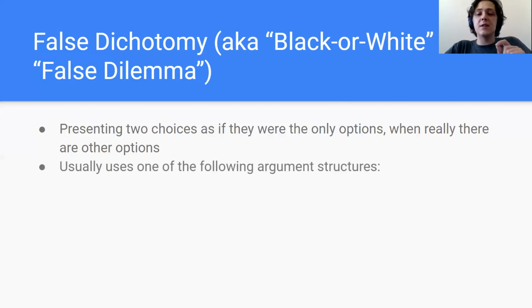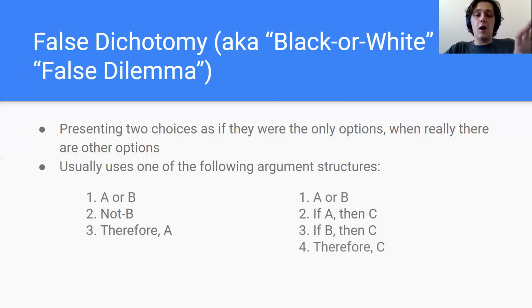So it usually uses one of the following argument structures, which we talked about last week. On the left here, we have what's called disjunctive syllogism, but don't worry about that. That's jargon. You don't need to know. So the argument is A or B. You have this choice between option A and option B. You say, all right, well, not B. Option B is false. Therefore, option A must be true, or A must be right.